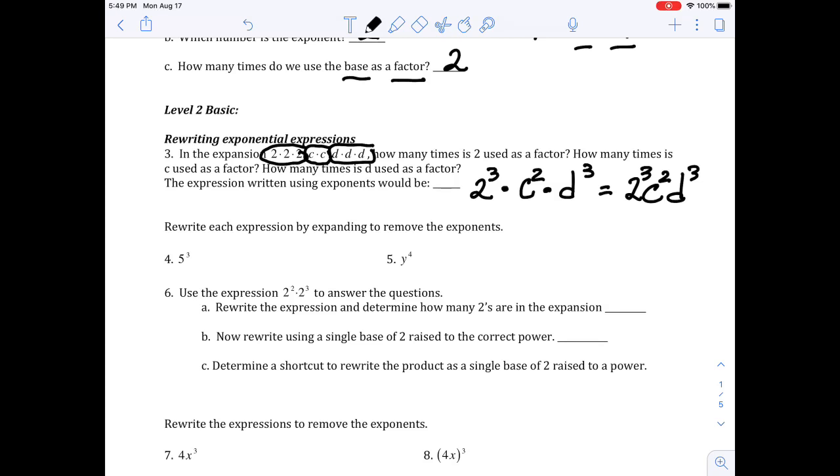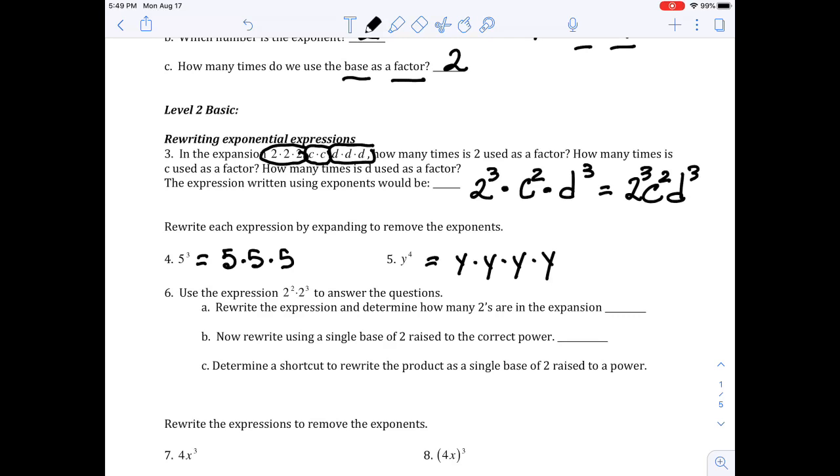Rewrite each expression by expanding to remove the exponents. So 5 to the third power would be rewritten as 5 times 5 times 5, because the base is used 3 times with the indication of the 3 in the exponent. Y to the fourth would be written as y times y times y times y.